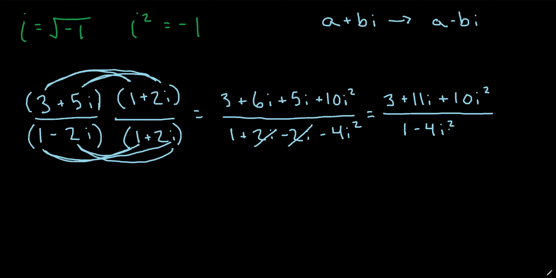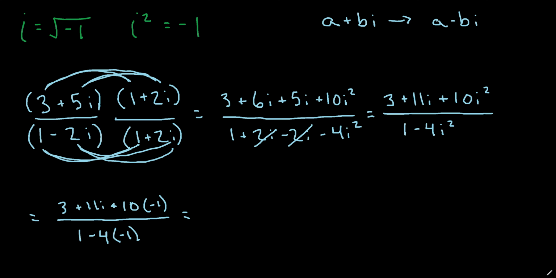Now when we're working with i, we need to remember i is equal to the square root of negative 1, and i squared is equal to negative 1. So what we've really got up here in the numerator, let's rewrite it as 3 plus 11i plus 10i squared, that's negative 1. So that's a negative 1 that we're multiplying by. And then we have 1 minus 4i squared. Remember, i squared is negative 1, so this is just a negative 1.